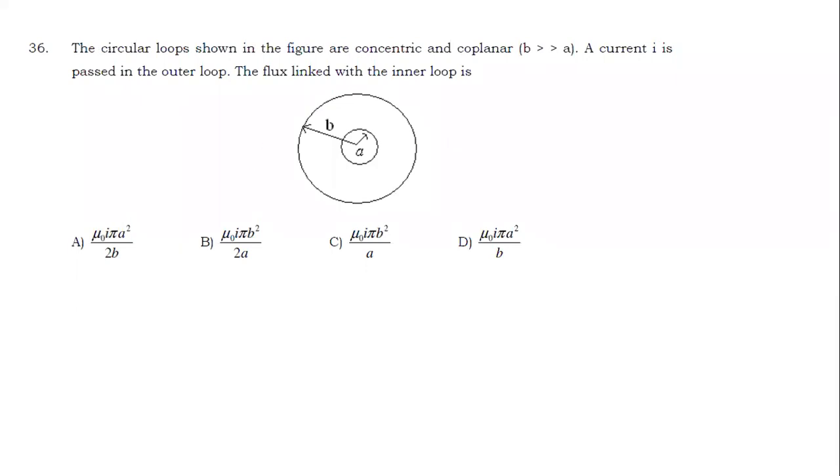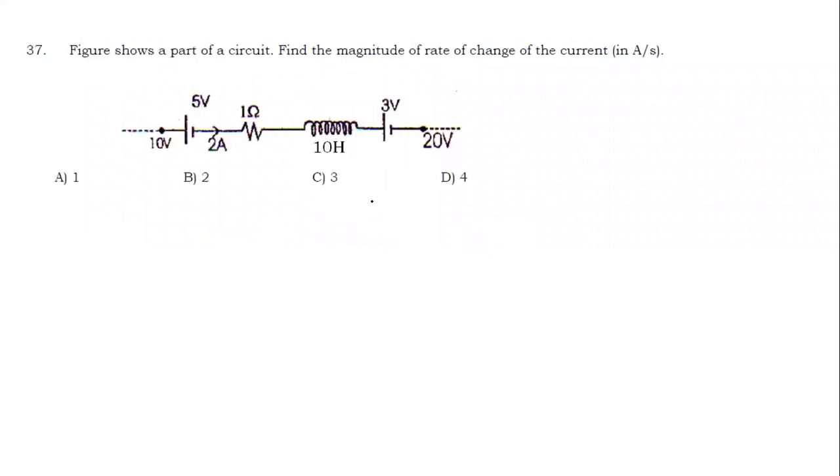This is a fairly simple question. Flux is equal to B into A, a direct formula. This question also, some of you might have had a problem. Find the magnitude of rate of change of current. So in this circuit, rate of change of current is equal to di by dt. Let me see how we're going to solve this question.